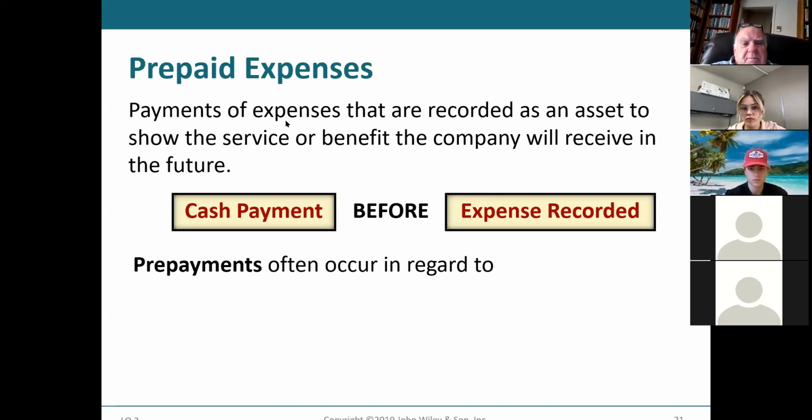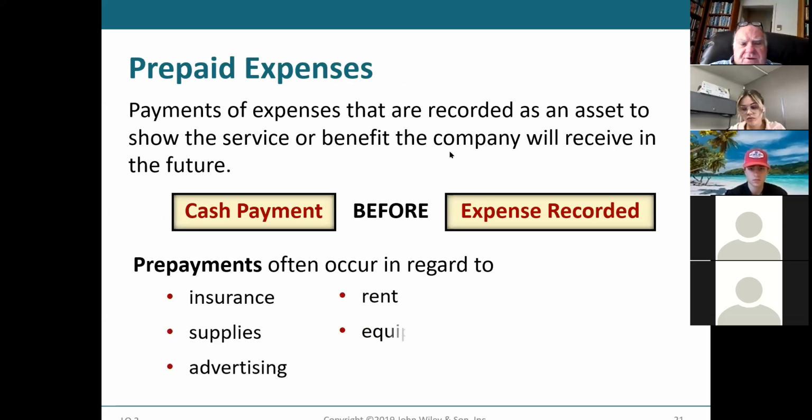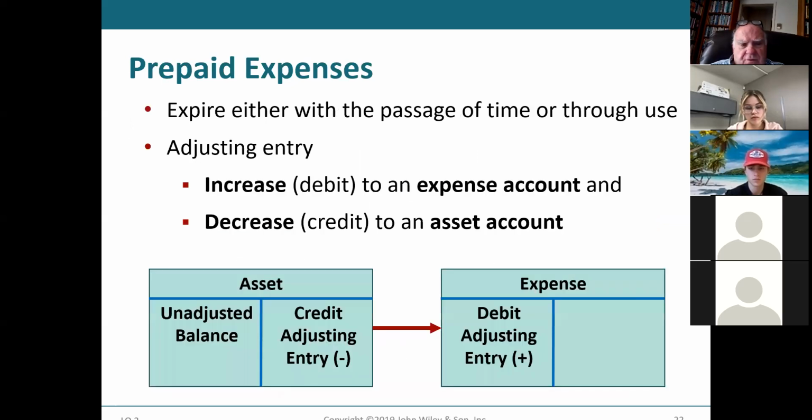Prepaid. Payment of expenses that are recorded as an asset to show the service or benefit you're going to get in the future. Prepaid insurance, prepaid supplies, prepaid advertising. You can see you have a whole bunch of them. Prepaid rent. These are the ones where you paid for the service, but you're not getting it yet until the future. And the best example I can give you is prepaid insurance. So take a look here. Prepaid expenses, they expire with the passing of time.